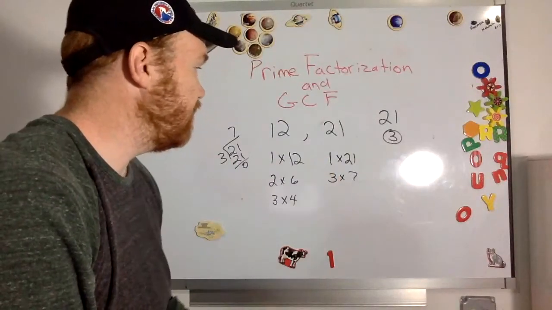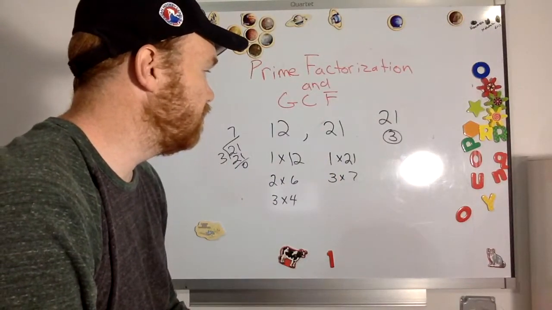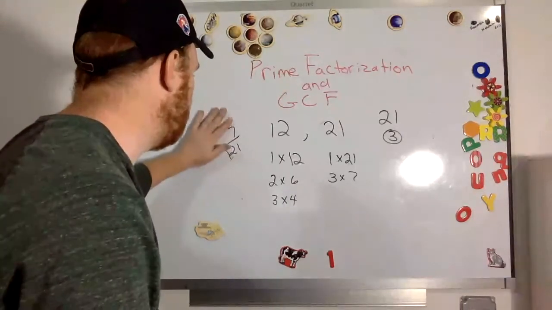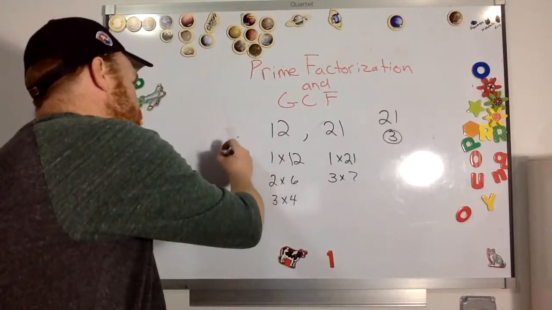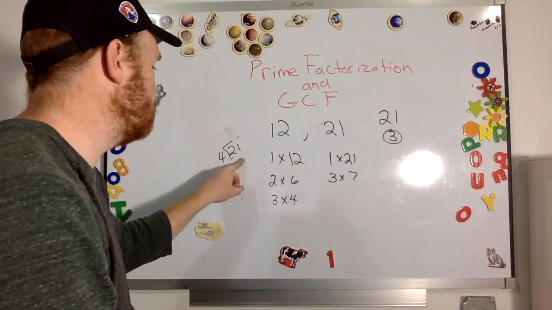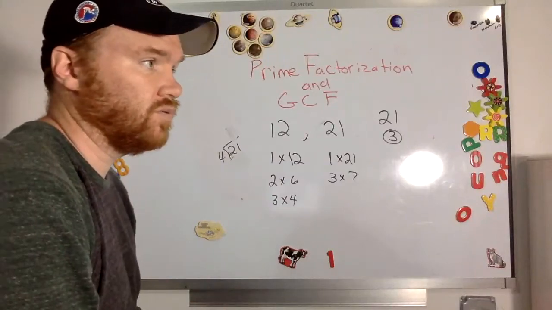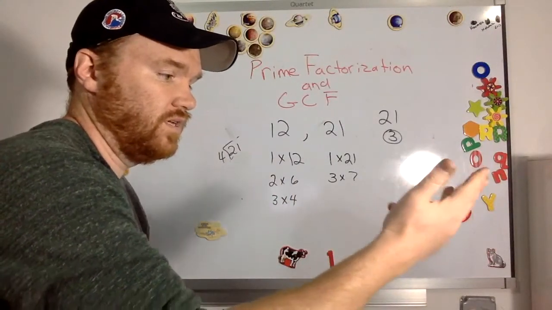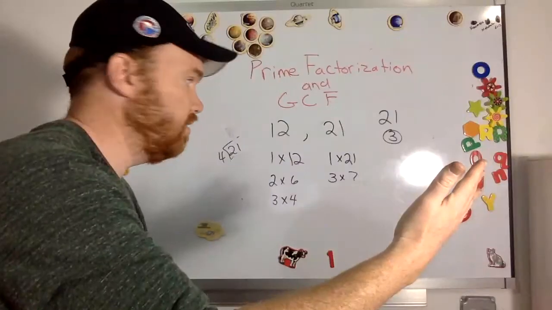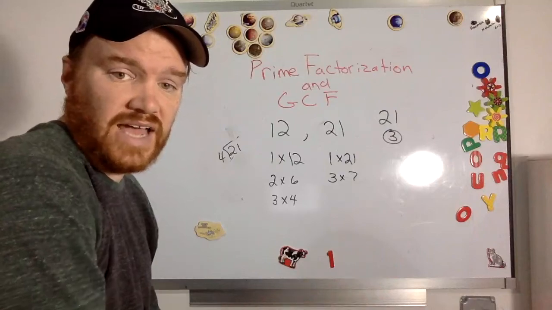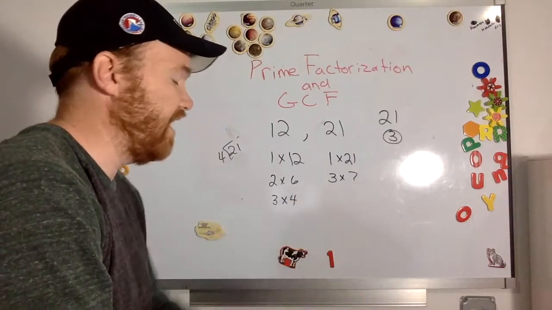Now I say, okay, what about 4? I'm not sure about 4, so I'm going to go ahead and divide it out. 21 divided by 4. Well, 4 doesn't go into 2. Does 4 go into 21? Let's see: 4, 8, 12, 16, 20, 24. Oh, 21 is not even, so 4 is not going to be a factor.